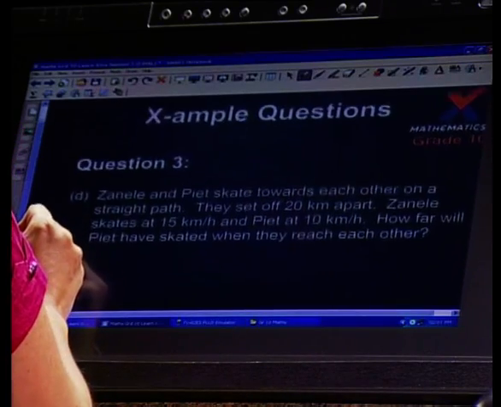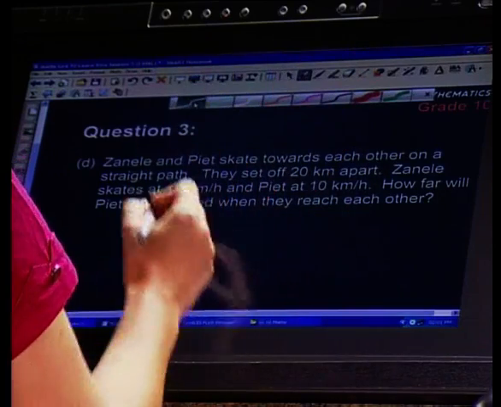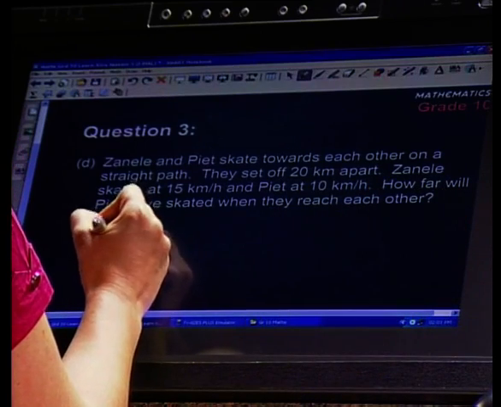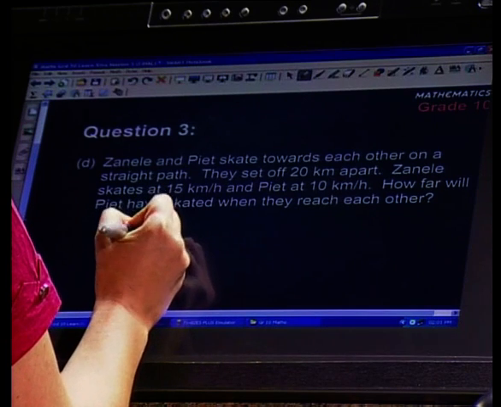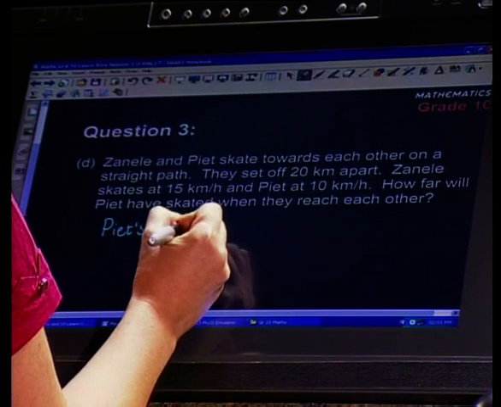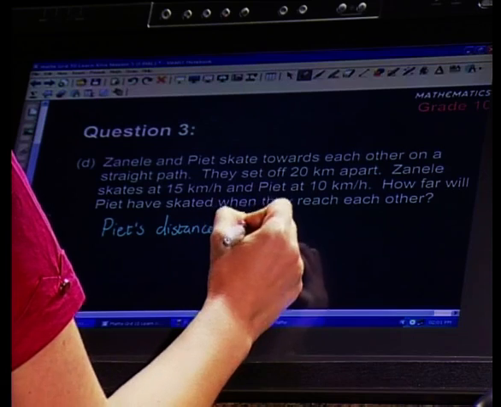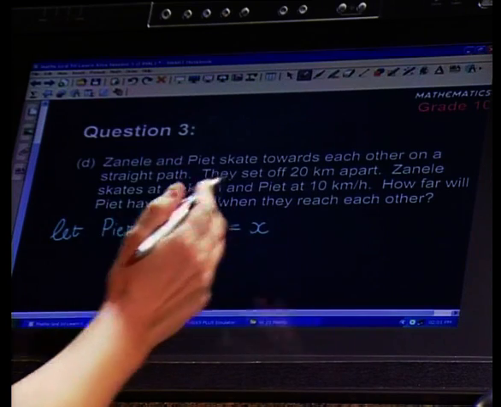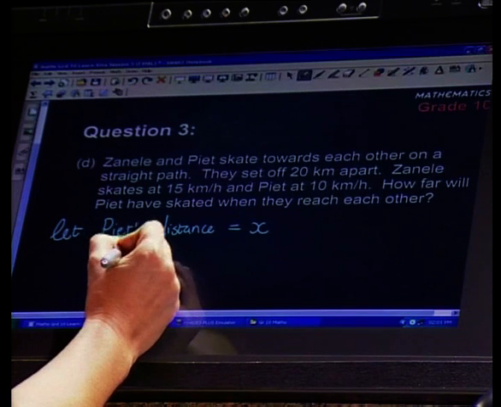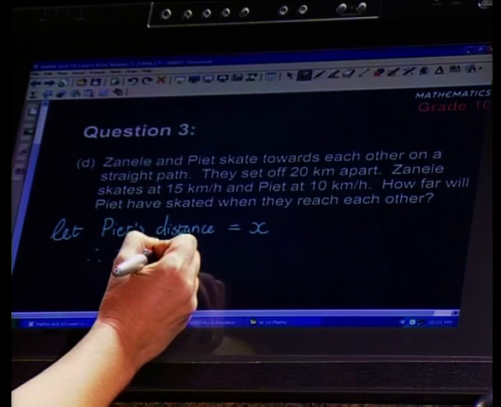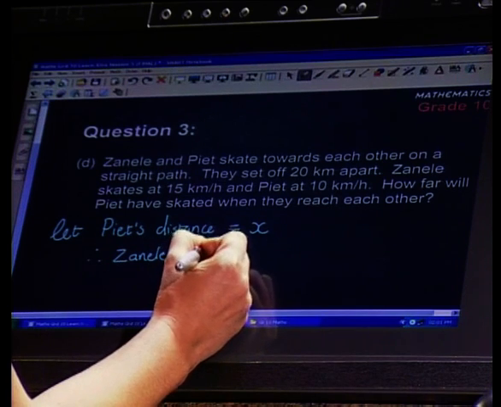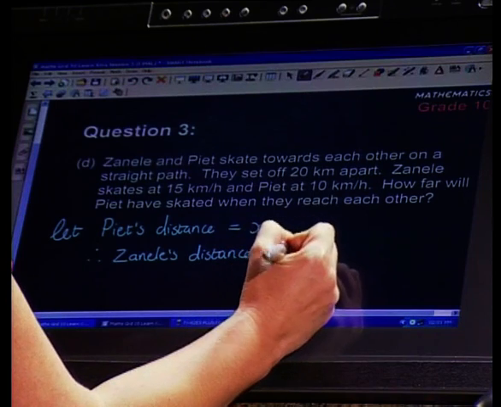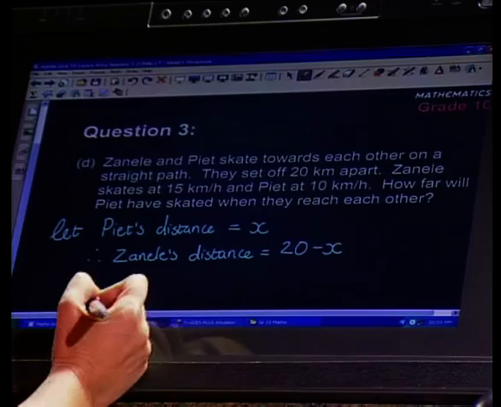Okay. Firstly, let's determine what they are looking for. How far will Pete have skated when they reach each other? So they are looking for Pete's distance. So we're going to write Pete's distance is equal to x. Let Pete's distance equal x. Now that means that Zanele's distance will be what? Well, if Pete has traveled x, then Zanele will travel 20 minus x kilometers.